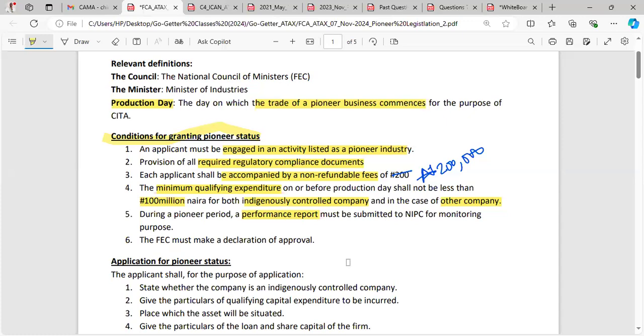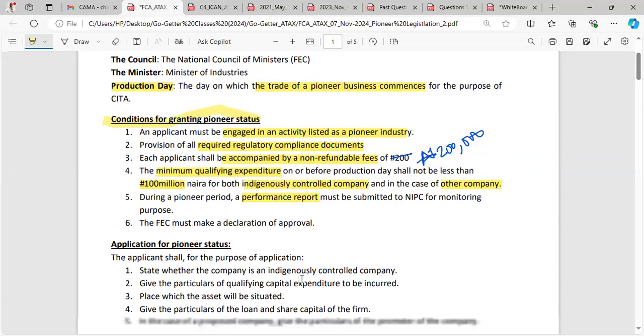So these are all the conditions. You may not need to remember all of them. Just remember the ones that easily come to mind. Must be engaged in a pioneer activity, provide compliance documents, non-refundable fee of 200,000, minimum qualifying capital expenditure of 100 million naira. Then if you can remember the monitoring, the performance report, that's fine.